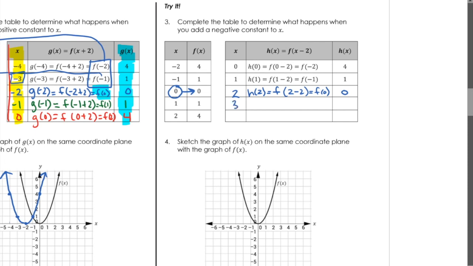Okay, so it goes 0, 1, 2. The next number would be 3. I'll do it in a different color. So I'm going to input 3 for that problem.